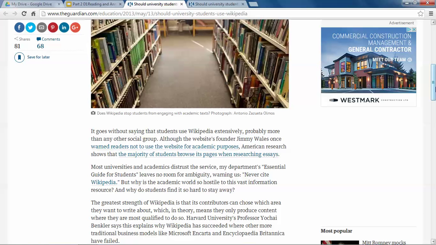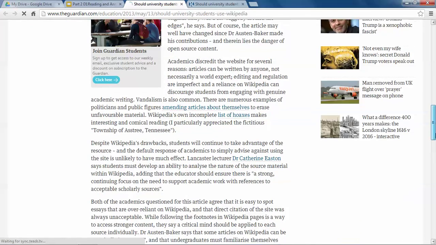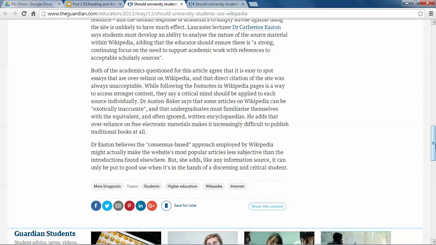Why is the academic world so hostile to Wiki, and why do students find it so hard to stay away? So we're finding now that there are definitely two sides here. He's talking about why academics don't like it, but also what are some of the good points of the article. And we said we were going to read the last paragraph, and here this is interesting.